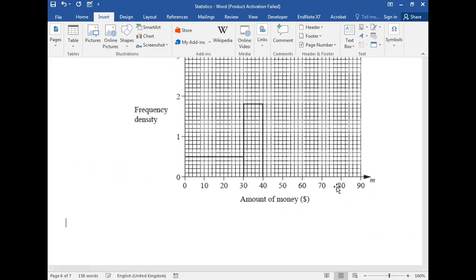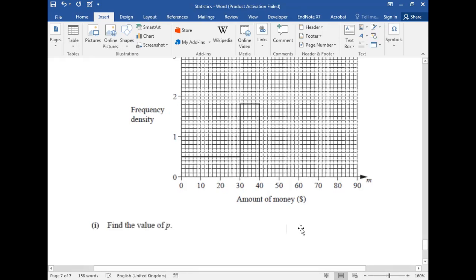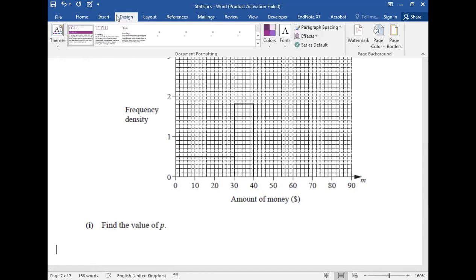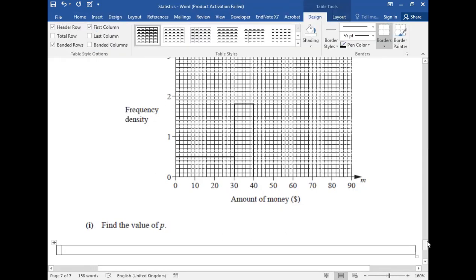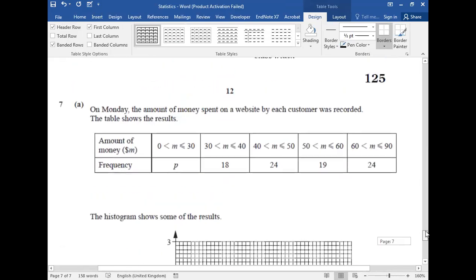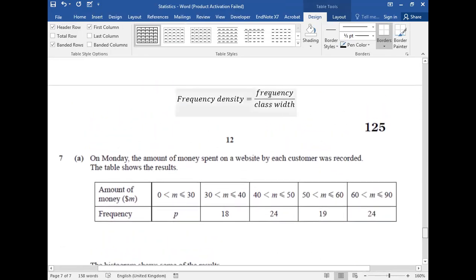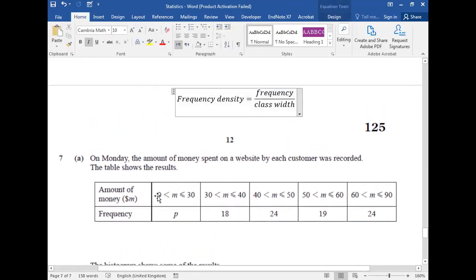And the first part is asking us to find the value of P. Can you find the value of P? How do I do that? P is the frequency. I do not know that, but do I know the frequency density for this data? Have a look at the histogram. You have the histogram in front of you.